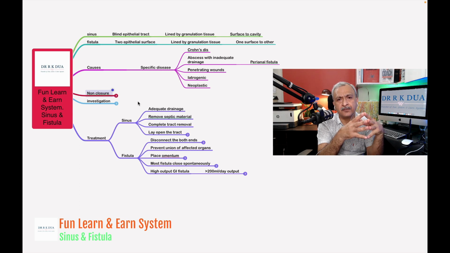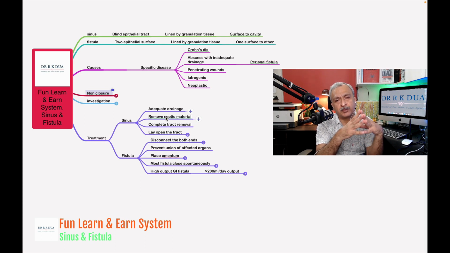In case we happen to open it by accident, we have to scrape the whole of the tract till the colored granulation tissue along with the wall of the tract is removed, and the whole of the ending cavity of the sinus is removed. So removal of the septic material, that we have to drain, and complete removal of the tract.